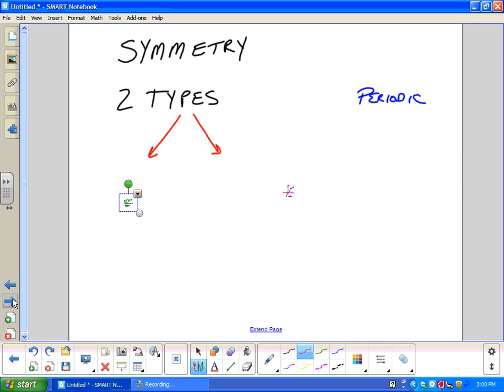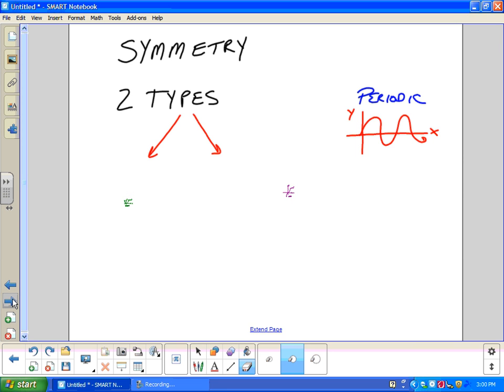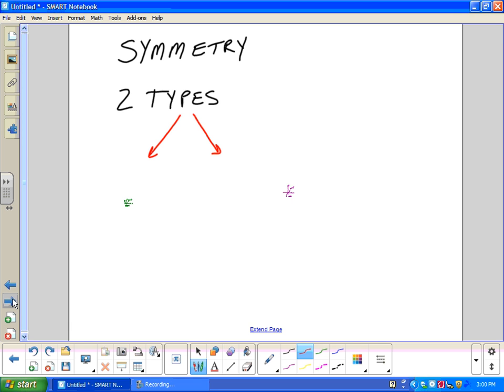Finally, there's symmetry. And there are two types. We're not going to talk about periodic today, and I thought I'd throw that up right away. We're not going to talk about sinusoids yet. All right? There's a graph of the sine curve, of some amplitude and period. A periodic function repeats every so often. We're not going to talk about that yet. What we're going to talk about today is even functions and odd functions.